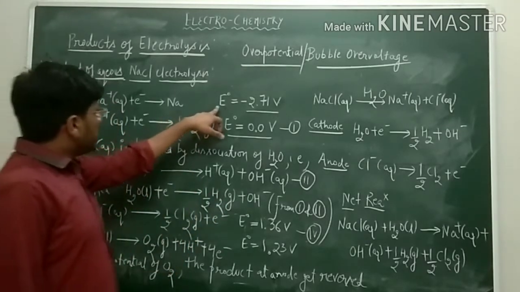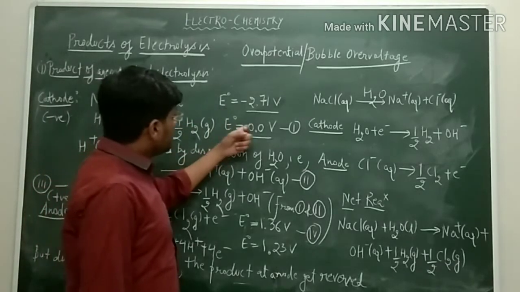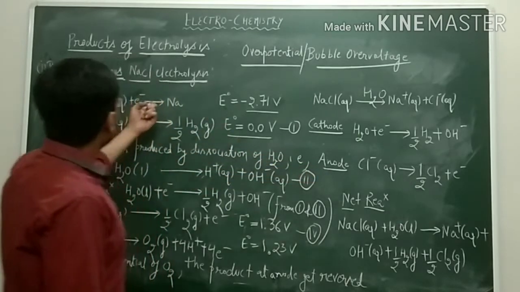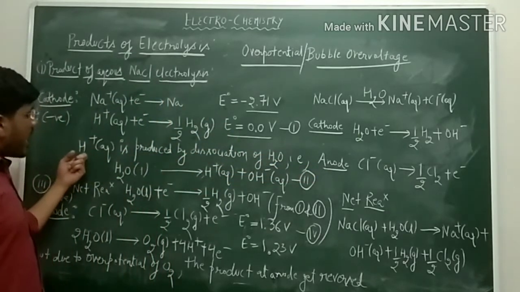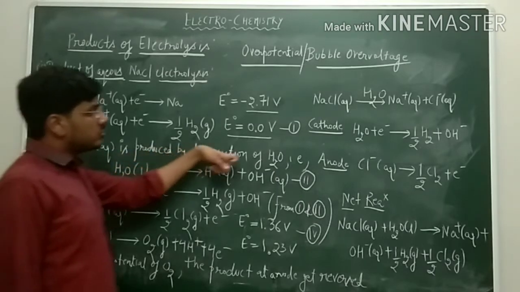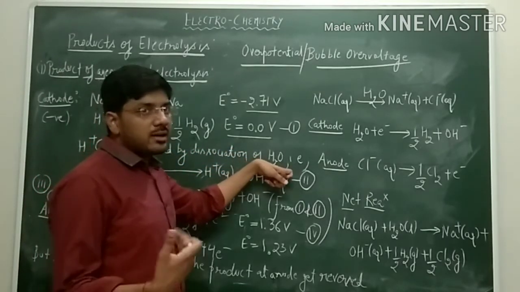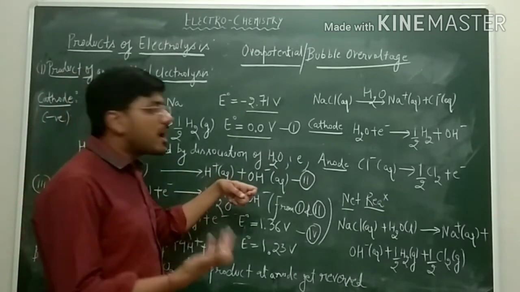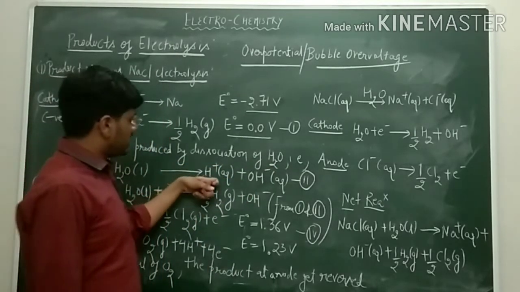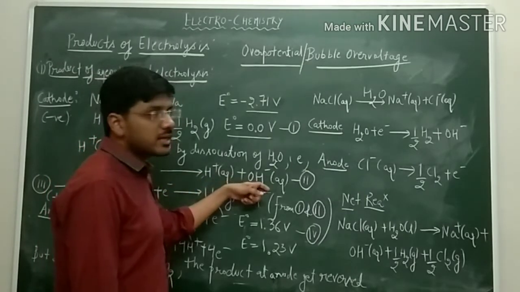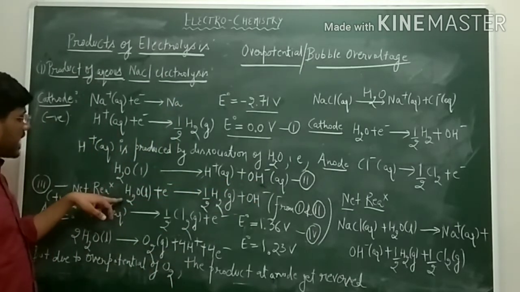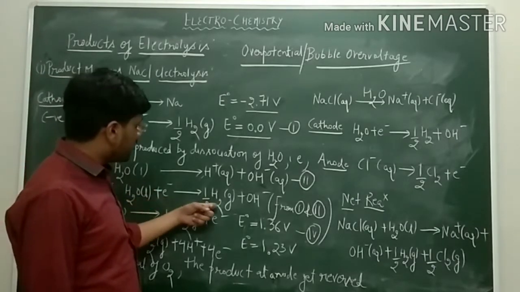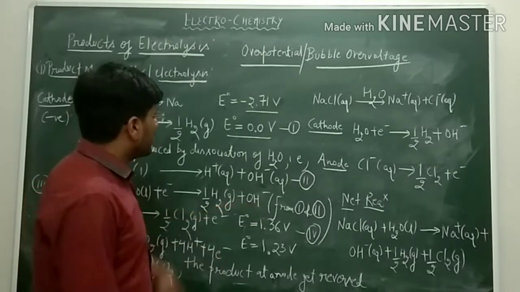Here the E° value for the H+ ion is more, so it will have more tendency to undergo reduction than the Na+ ion. Also, H+ ion is produced by dissociation of water. Since we have taken water as a medium, H+ ion will also be produced by the water. Water on dissociation forms H+ ion and OH- ion. So the net reaction is water plus electron forming hydrogen plus OH- ion, from reactions first and second.